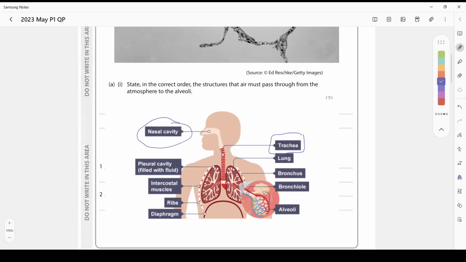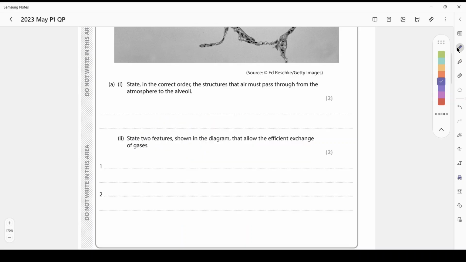And then there are two of these branches because we've got two lungs. We refer to that as our bronchus. And then the bronchus further branches out to form bronchioles. And at the end of the bronchioles, we have the alveoli. All right, so let's just write that down.